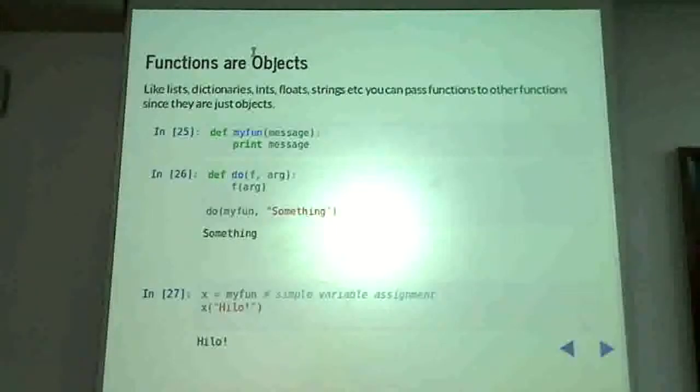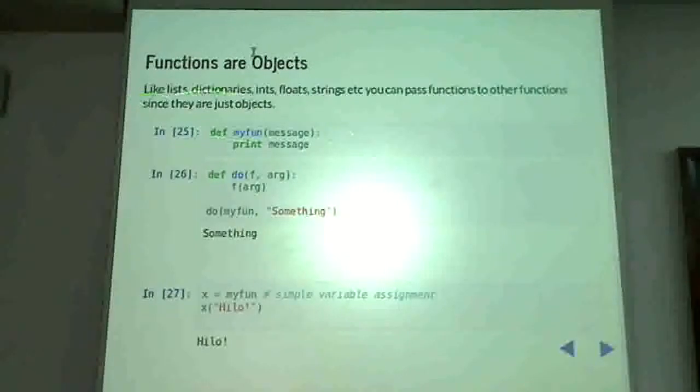Now we have all been talking about objects since the beginning. Functions are also special kinds of objects. They are what are called callable objects. So just the way ints, dictionaries, and strings are all objects, even functions are objects. So let's see an example of how functions behave as objects.